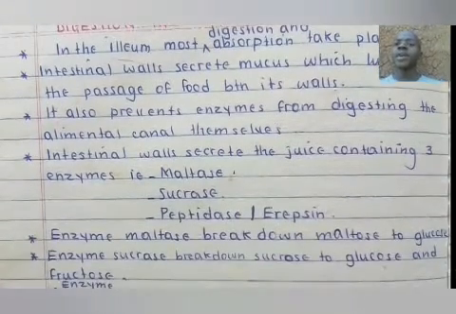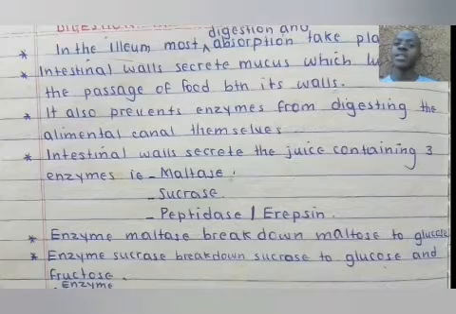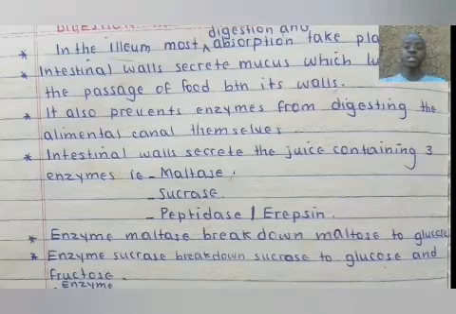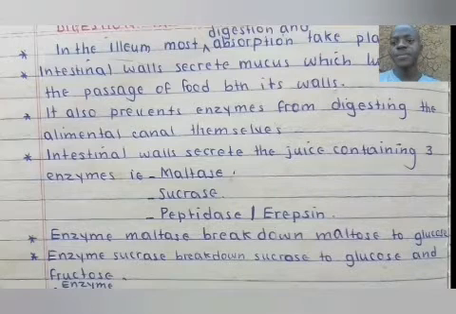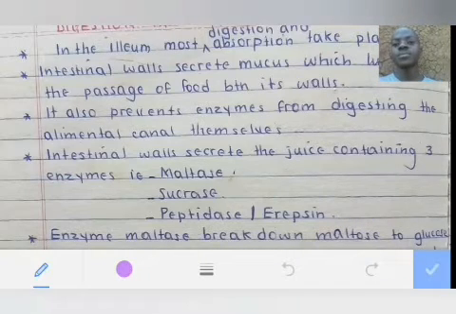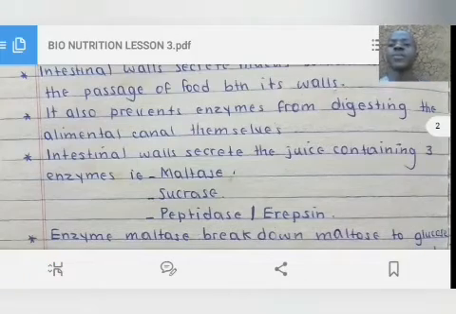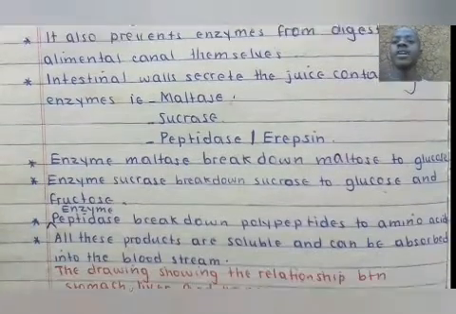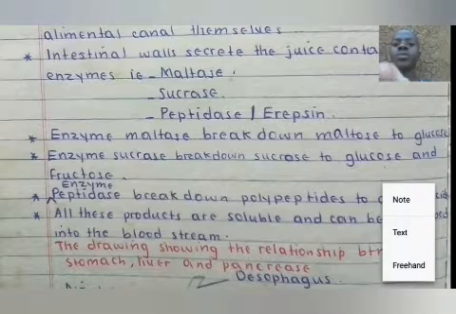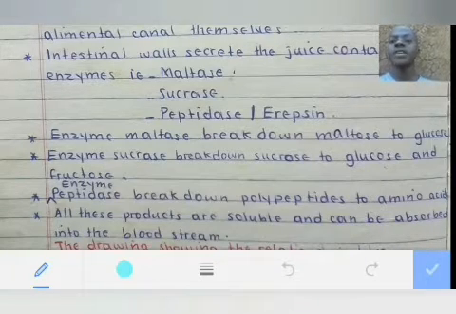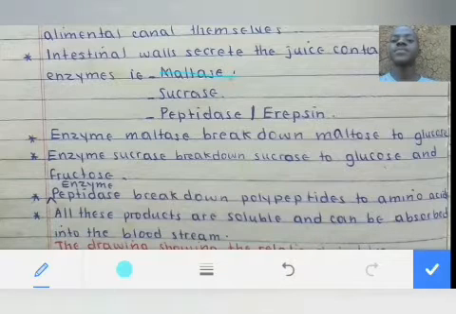So now the intestinal walls contain 3 enzymes. The first one is maltase, then sucrase, and peptidase, or the one which we call erepsin. Maybe you are asking yourself different questions here. What do these enzymes do, each of them?